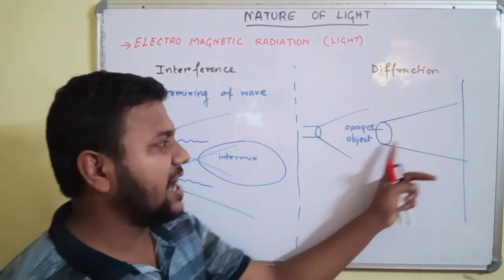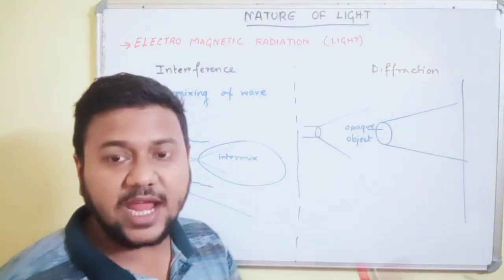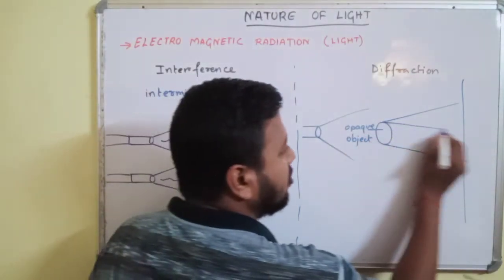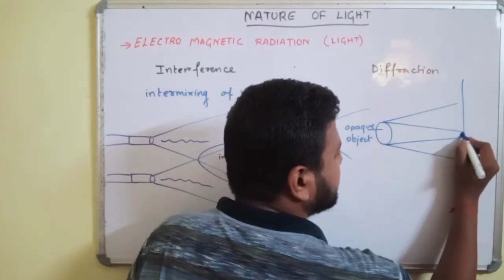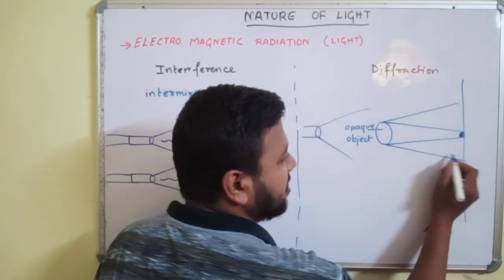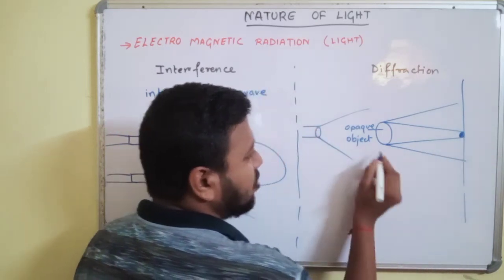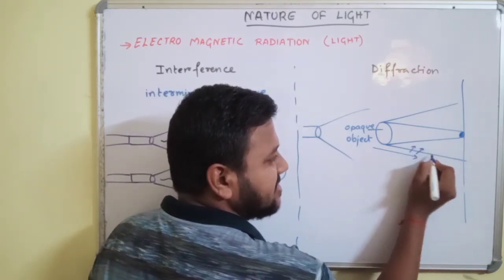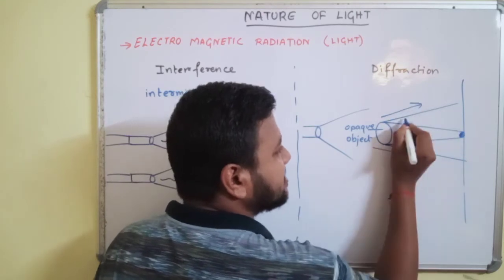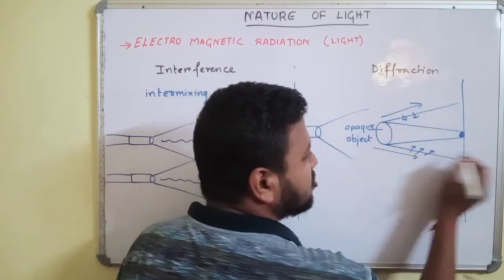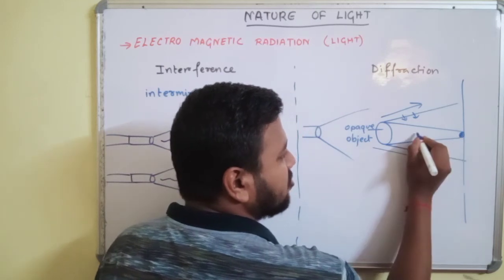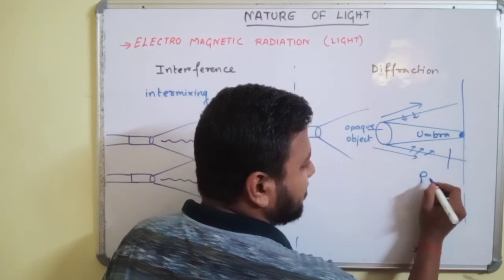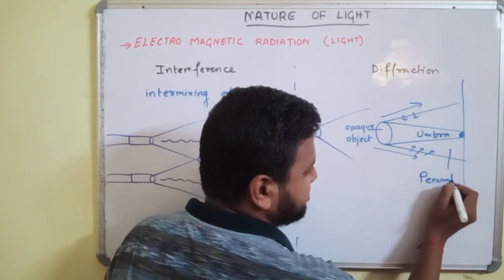When we see the shadow of the opaque object, we see that the shadow is differentiated into two types. One part of the shadow is very dark, and one part is light. So the light that is passing in straight lines is getting scattered, and so we call the darkest part of the shadow the umbra, and the lightest part the penumbra.